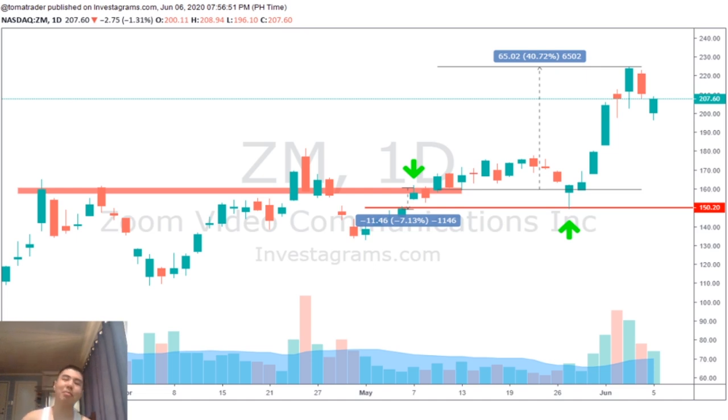Right? And minsan, baka may ayaw din mag-cut. Why? Kasi, dati nag-cut ako, tapos pagka-cut ko, umakyat pa. Guys, that's normal. Mark Minervini said, if you're not feeling stupid, you're not managing your risk. Right here, let me give you a personal example.